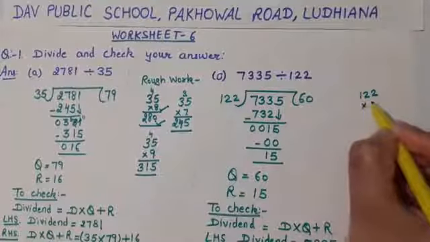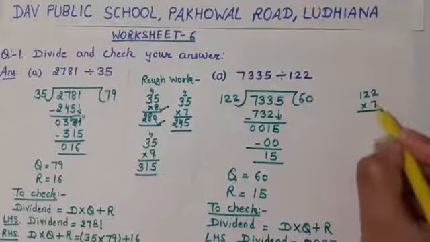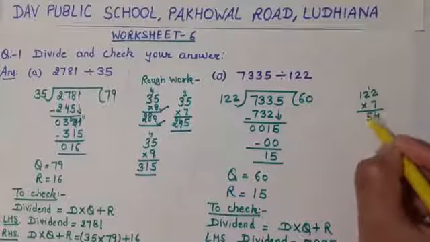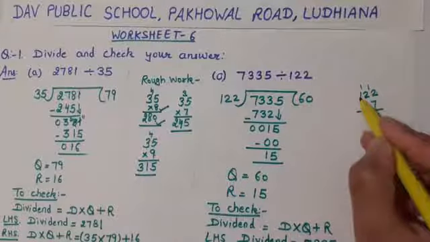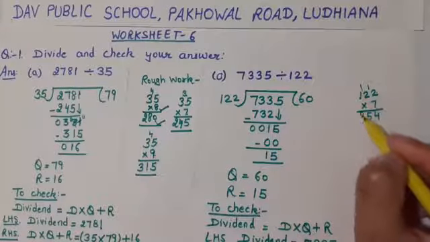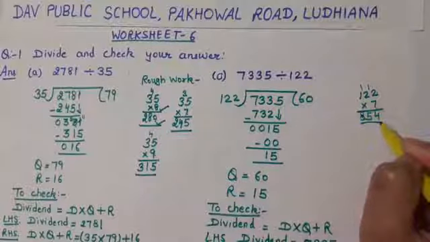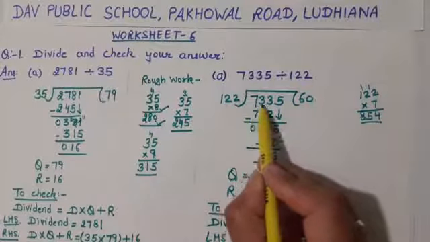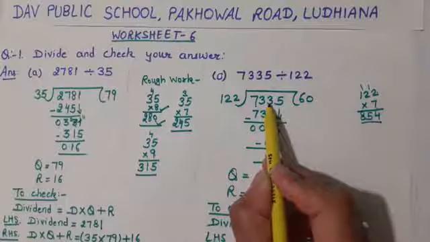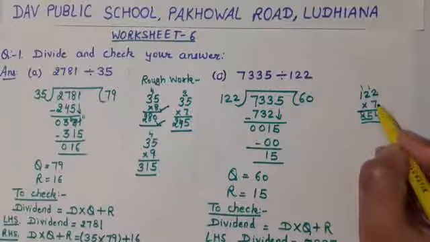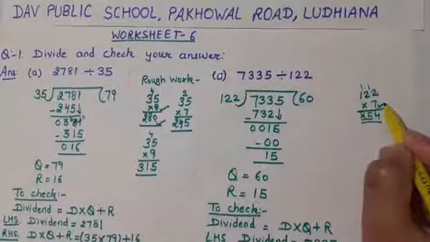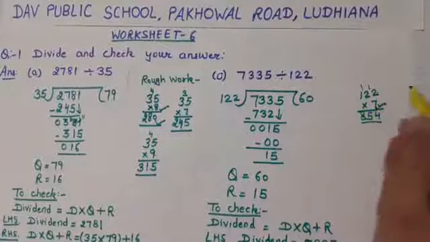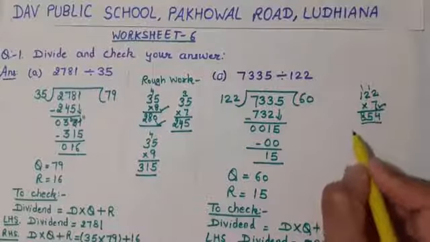122 multiply by 7. 7 2 ja 14, carry 1. 7 2 ja 14 and 1 15, carry 1. 7 1 ja 7 plus 1 8. Oh, it is greater than 733. It cannot go, right? So we will check for the previous number, then 7, which is 6, right? So we will check on 6.